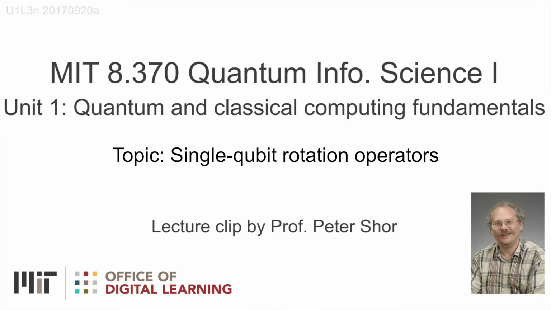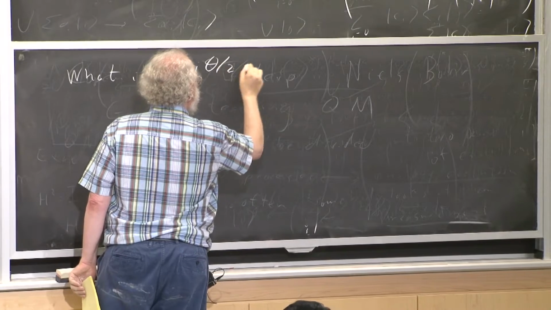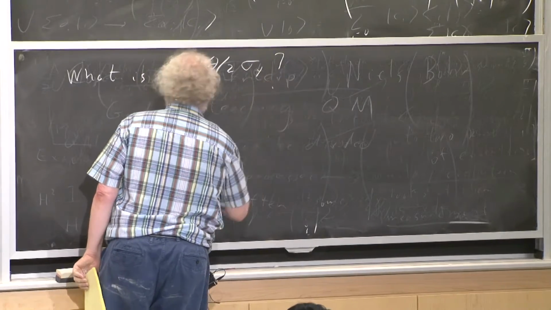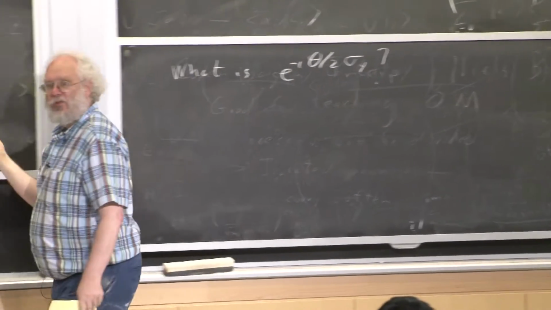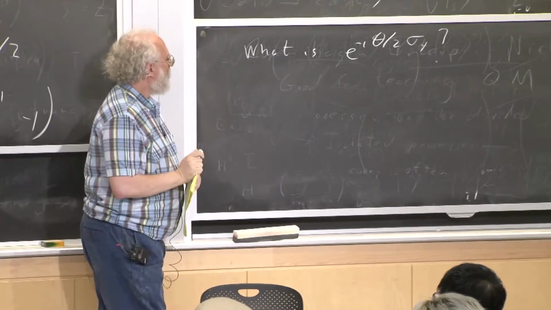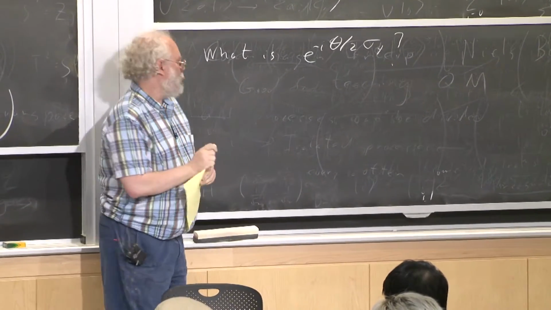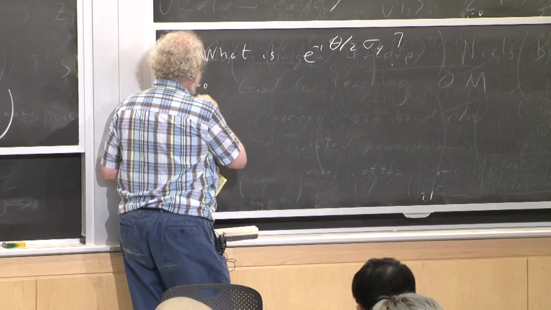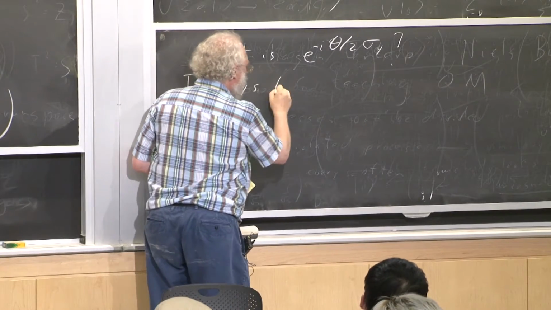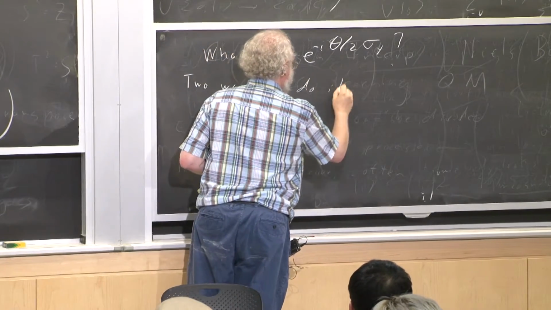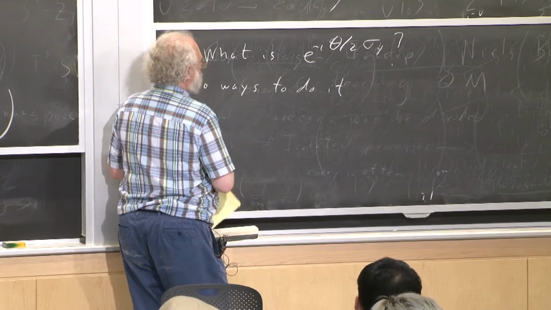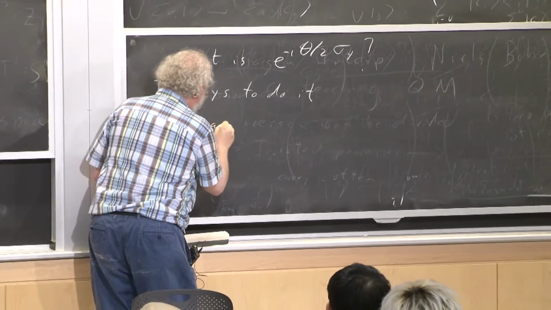What is e to the minus i theta over 2 sigma y? Well, there are two ways of doing this. Actually, there's probably more than two ways of doing this. Two ways to do it. Diagonalize.